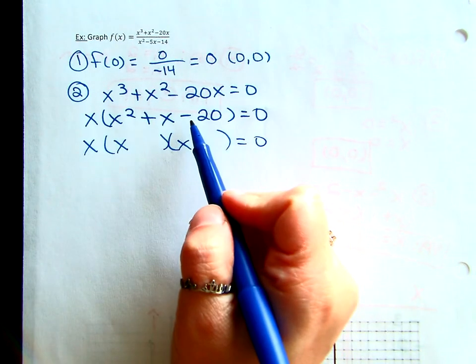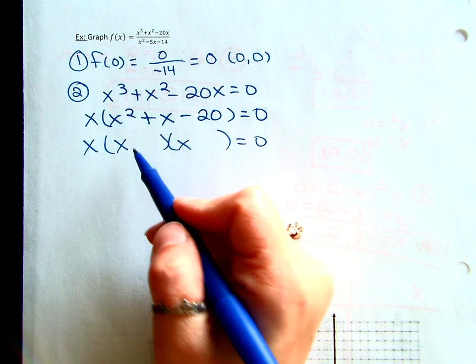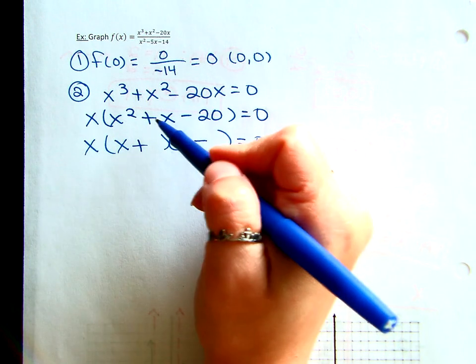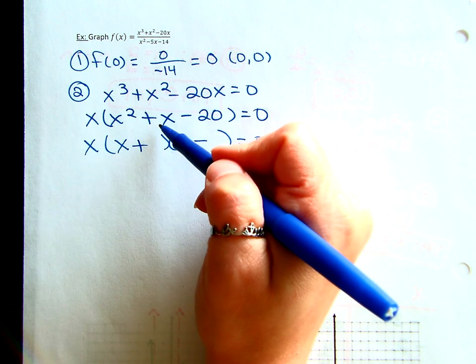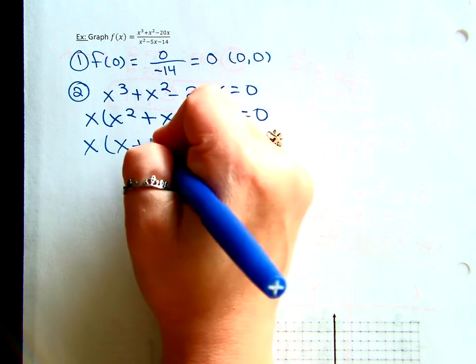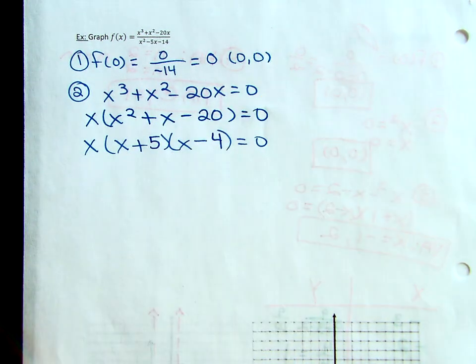The sign in front of my c is negative, so I know I'm going to have a positive and a negative. I need factors of 20 that subtract together to give me a positive x. 5 and 4. And since it's a positive x, I need more positives than negatives. So I'm going to factor it just like this.